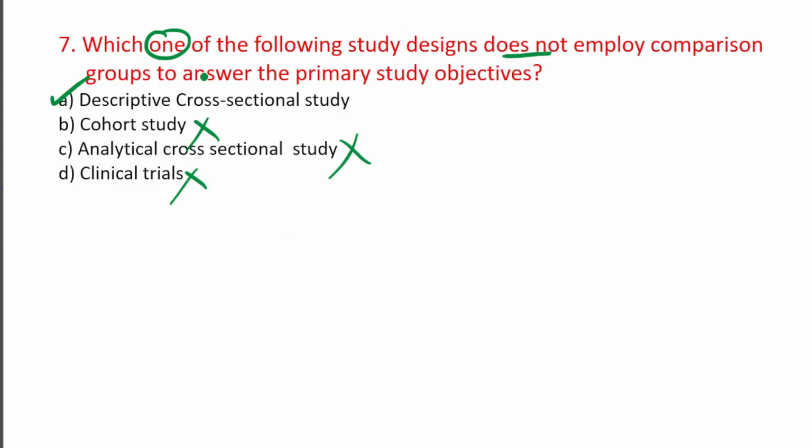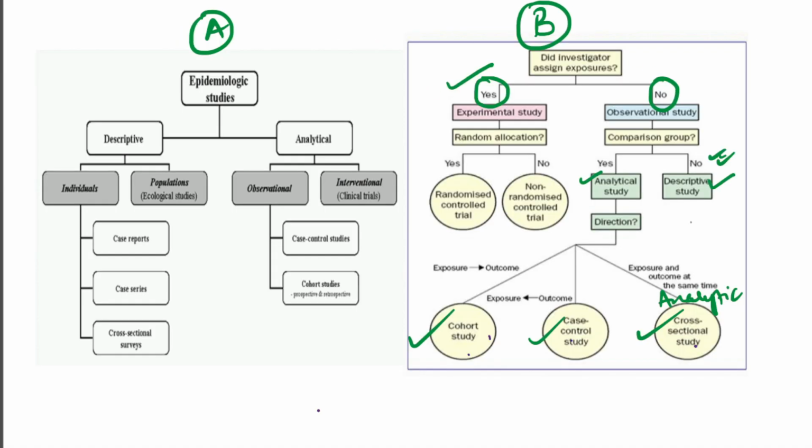So the answer for this question is the descriptive type of cross-sectional study, which is the study that does not employ a comparison group, as from this chart B. Now let us see what is there in chart A.